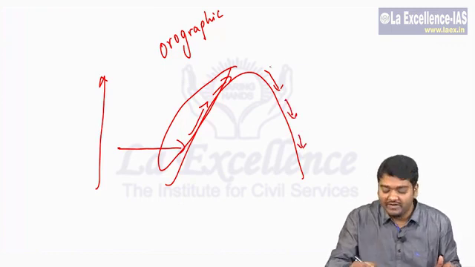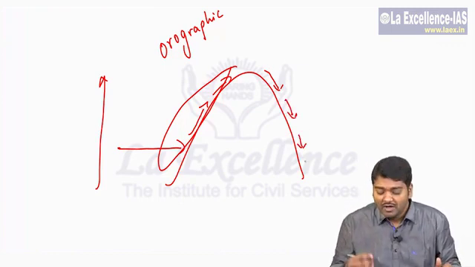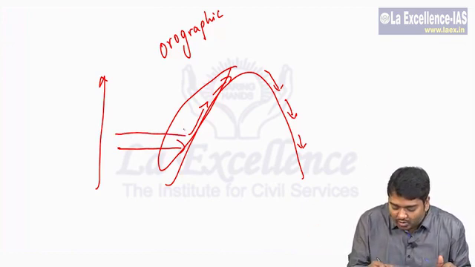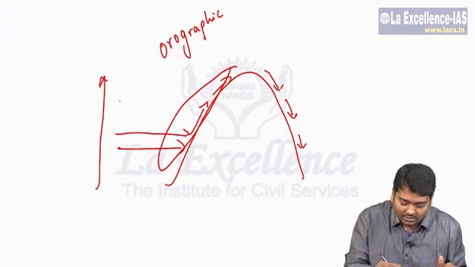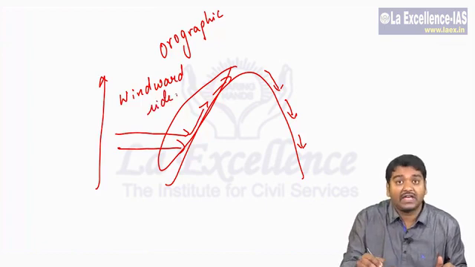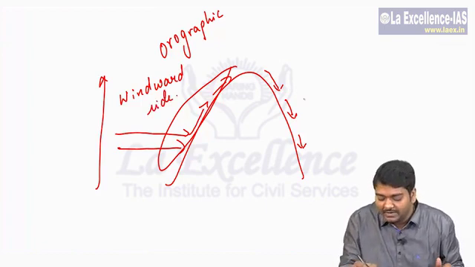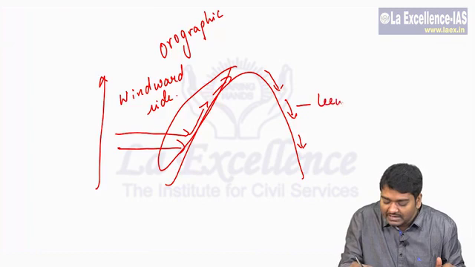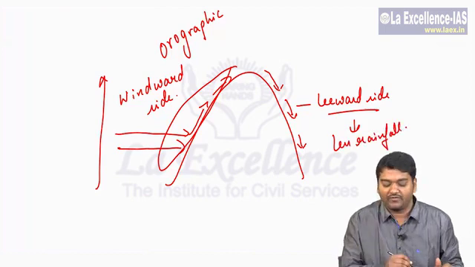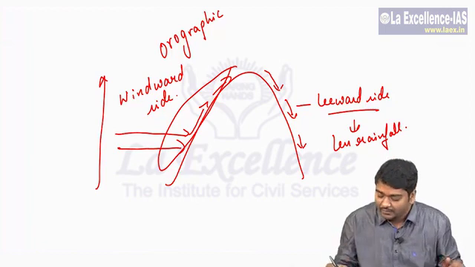Now once it crosses, what will happen? It will come down. Whenever air comes down, what will happen? We usually see that there is no rainfall. Winds are blowing towards the mountain. This is called the windward side, and this gives heavy rainfall. And when it is coming down, we call it the leeward side. And here, less rainfall, or we usually say no rainfall. This is called orographic.